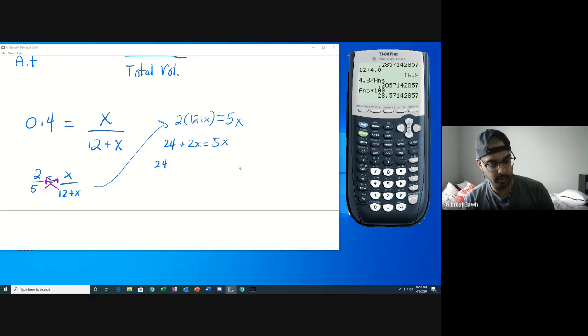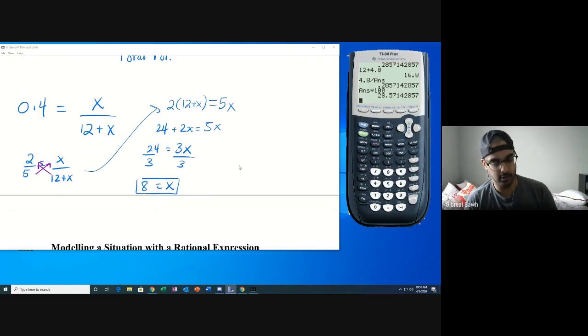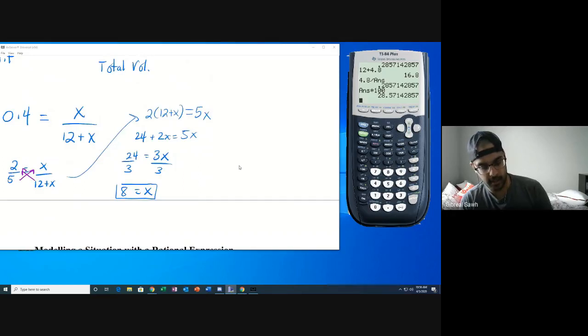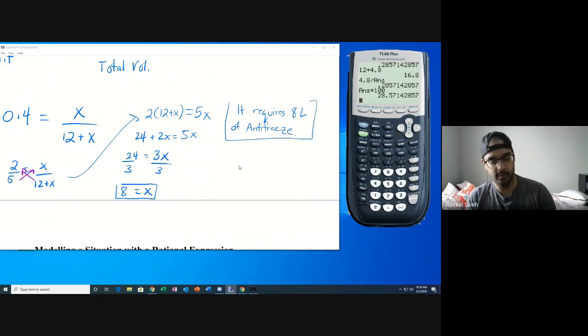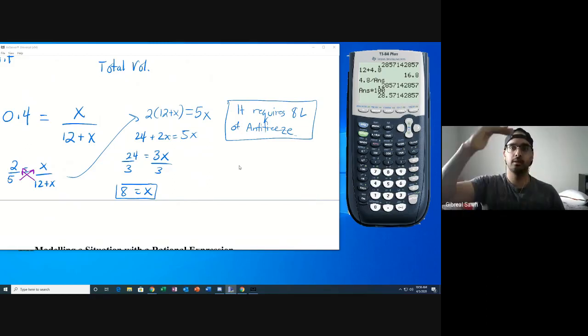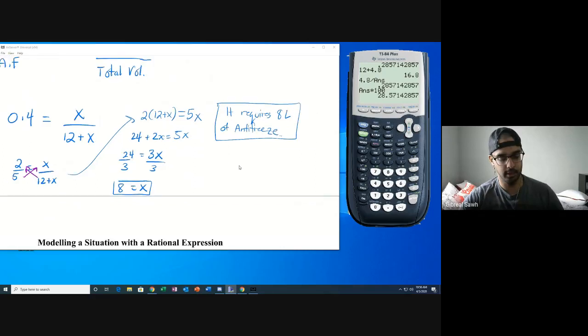Move your variables together, collect those like terms. 24 is going to be equal to 3x. Divide everything by 3. 8 is going to be equal to x. So in order for this solution to actually have the concentration we need, it requires adding 8 liters of antifreeze. In order to get the concentration right, we have to make sure we add in 8 liters, because that's going to increase not only the amount of antifreeze inside, but the total volume. Okay, both things are going to change at the same time.